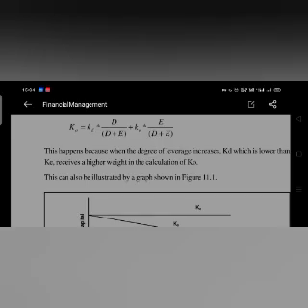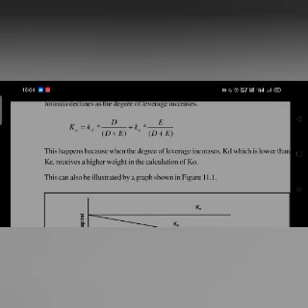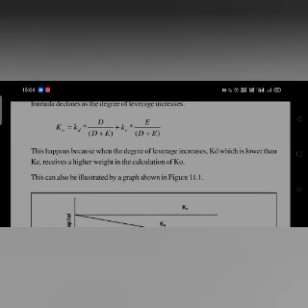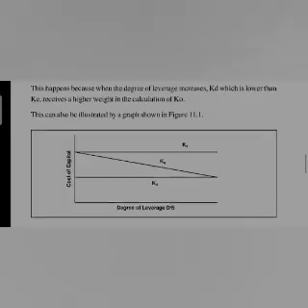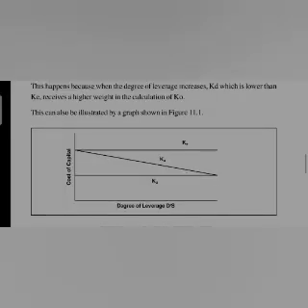This happens because when the degree of leverage increases, KD, which is lower than KE, receives a higher weight in the calculation of KO. This can also be illustrated by a graph shown in figure 11.1.